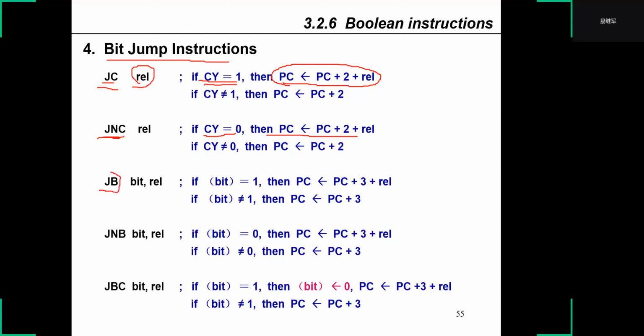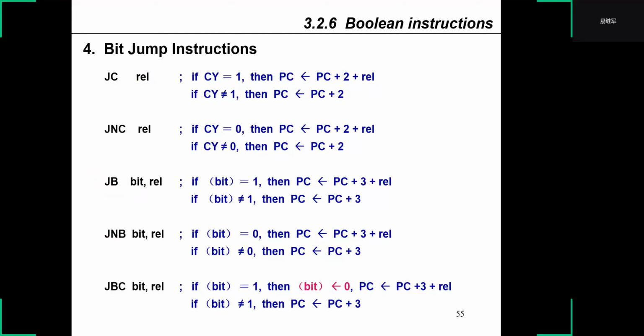JB: if the bit, the first operand, is equal to 1, jump. JNB: if the first operand is equal to 0, jump. JBC: if the bit is equal to 1, then move 0 to the bit and jump.